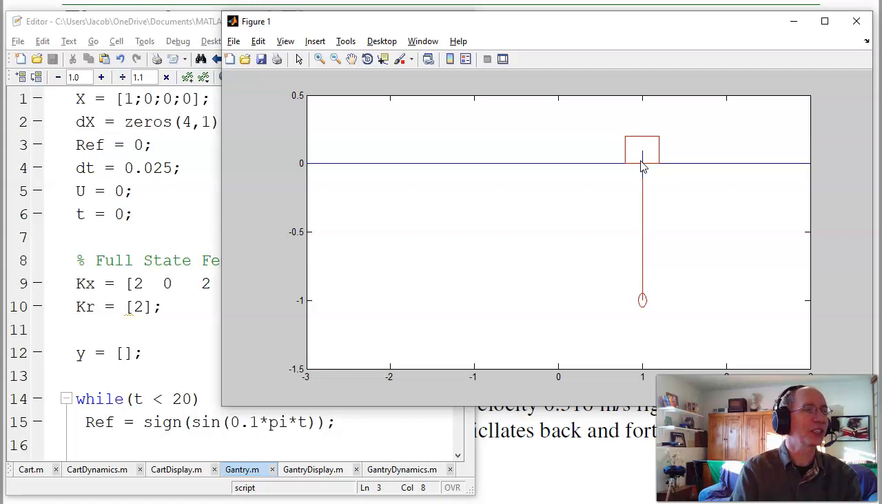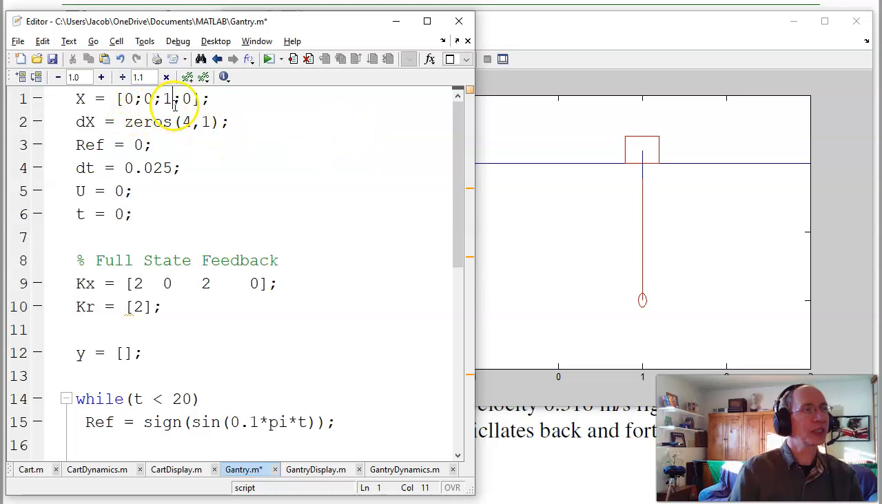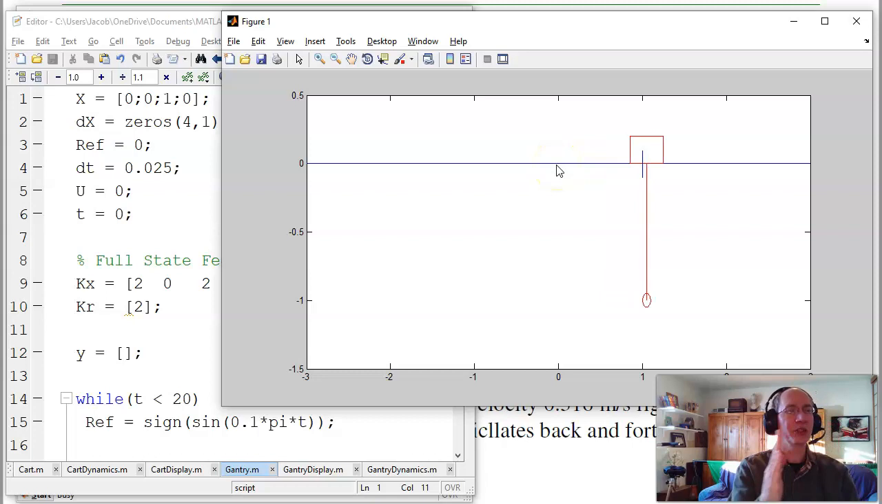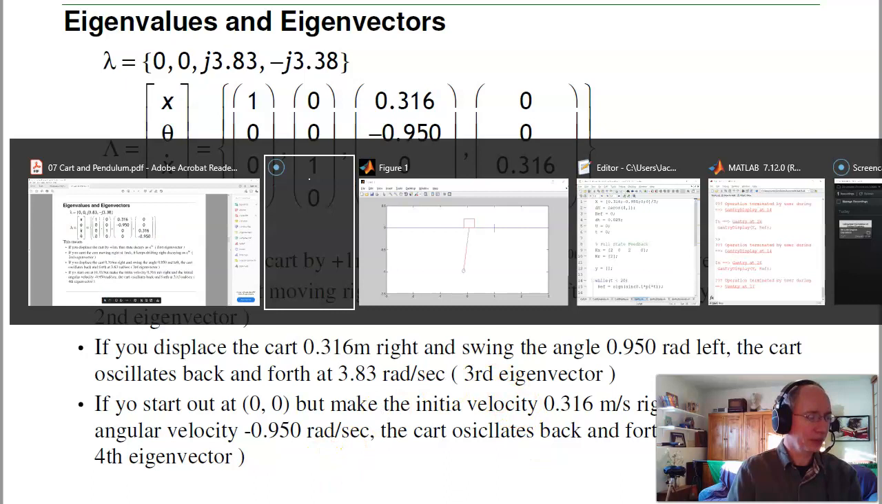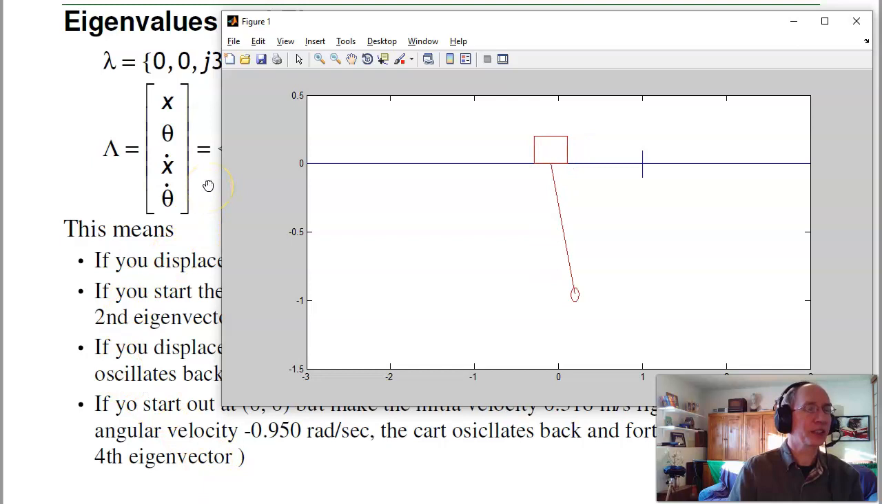That's my first eigenvector. My second eigenvector is 0, 0, 1, 0. If I make that my initial condition and let it go, here's what happens. It just sits there and drifts off to the right. Okay, that's my second eigenvector. Third eigenvector. If I make the initial condition the third eigenvector, it stays at 0 and just oscillates back and forth at 3.83 radians per second. And likewise, make it the fourth eigenvector, that's your sine and cosine, I'll get the same response.